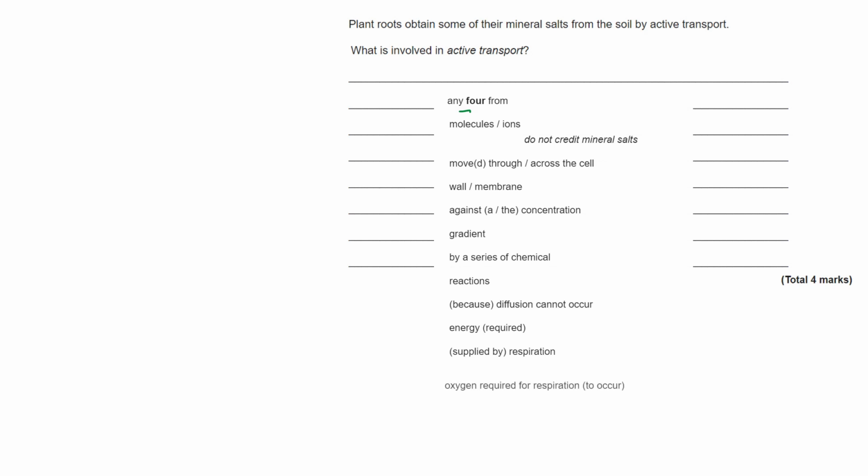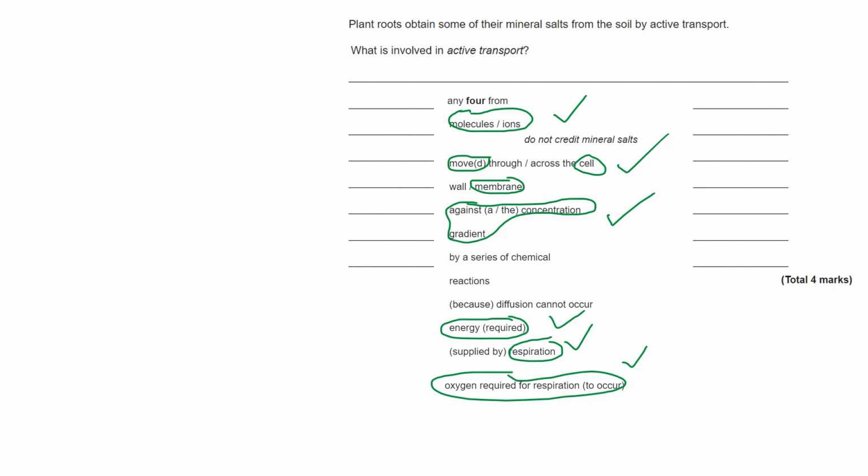Well, there's a whole load of answers here, but the 4 or 5 that will always appear on mark schemes to do with active transport are mineral ions across a cell membrane against the concentration gradient. You can say from a low to high concentration, and it requires energy from respiration. Sometimes they require you to say aerobic respiration, or oxygen is needed for the respiration to occur. There are more answers on here than the ones I've just circled, but these are the most common and most important answers you need to put.